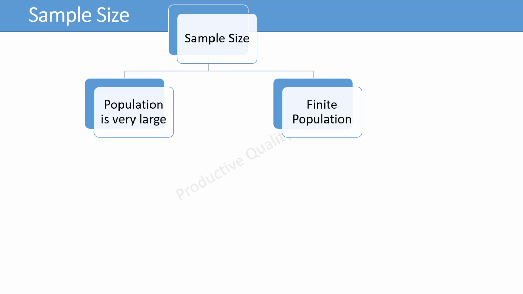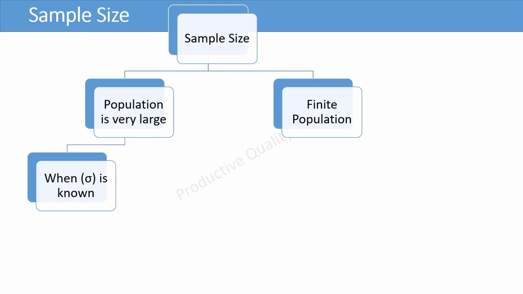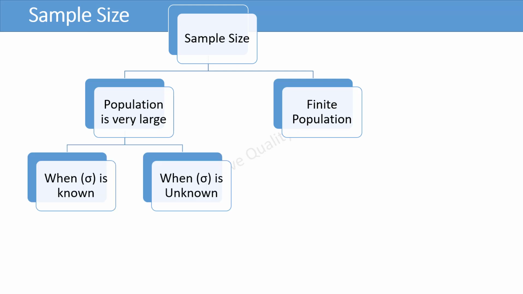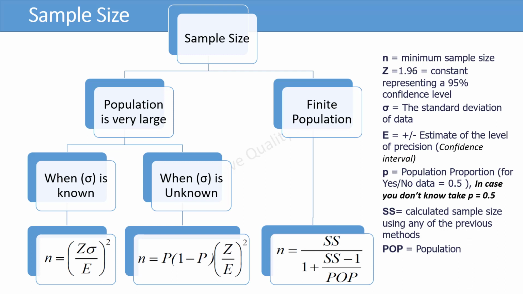For an infinite population, we have two cases. When the population standard deviation sigma is known, then the minimum sample size will be equal to z times sigma, divided by e, all to the power 2. When the population standard deviation sigma is unknown, then the minimum sample size will be equal to p times 1 minus p times z over e to the power 2.